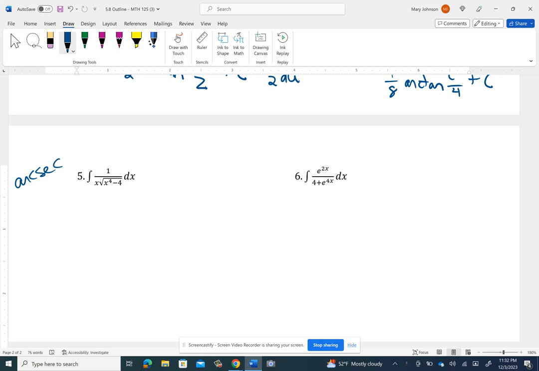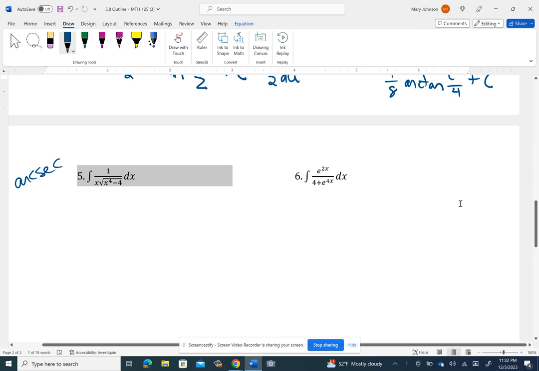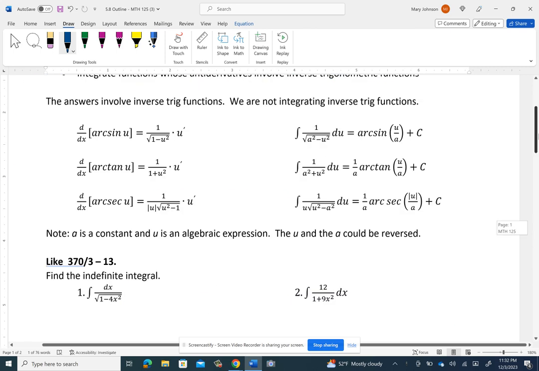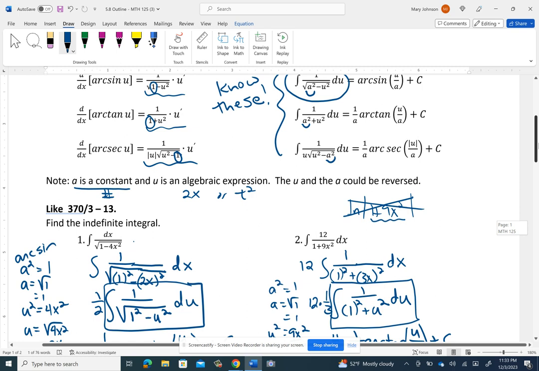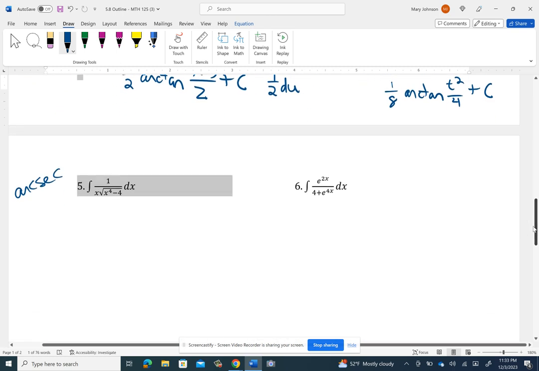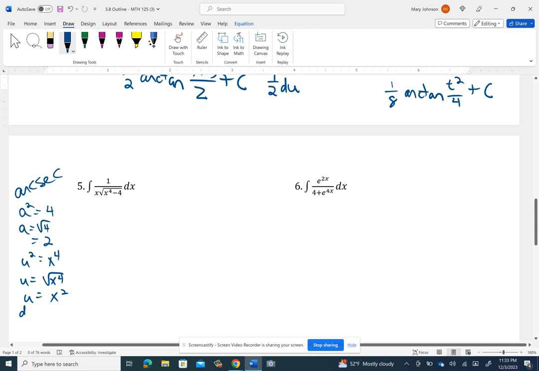If you'll notice, it's got the variable expression in the correct spot. It's first u squared minus a squared, so it's got that right. The problem is going to be that this isn't just an x squared, it's an x to the fourth. So you'll see what I mean in a minute. My a squared comes from the constant, the 4. So I know a is going to be the square root of that, which is 2. And then my u squared is going to be x to the fourth. So u would be the square root of that, which would be x squared. Okay, so then if I do the du, I will get 2x dx.